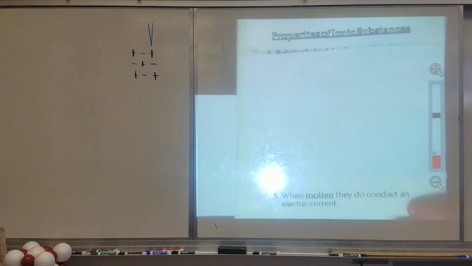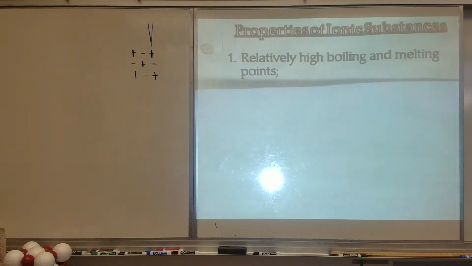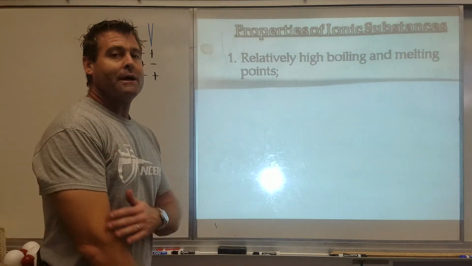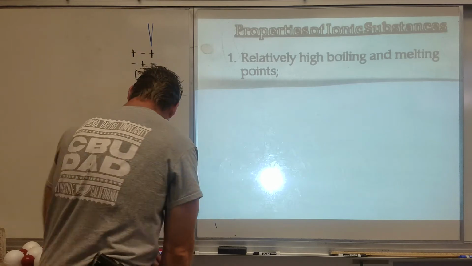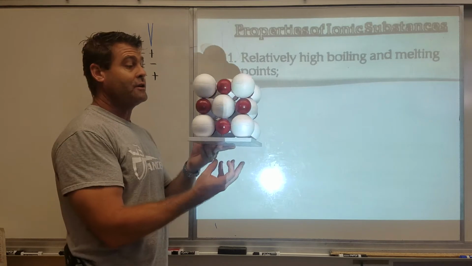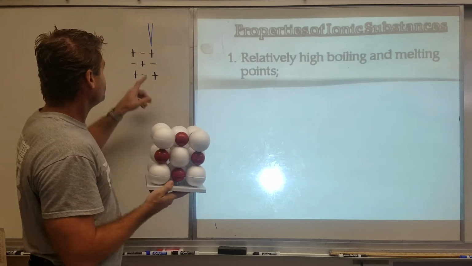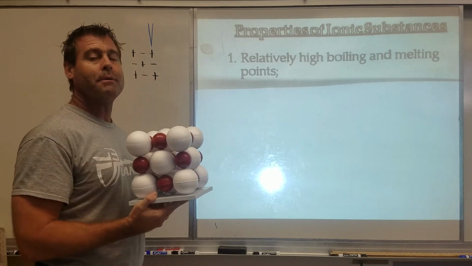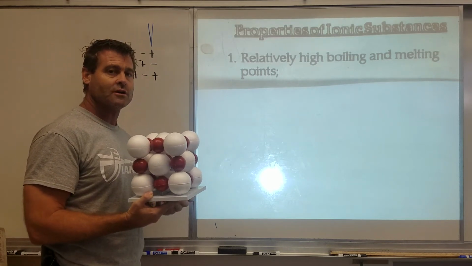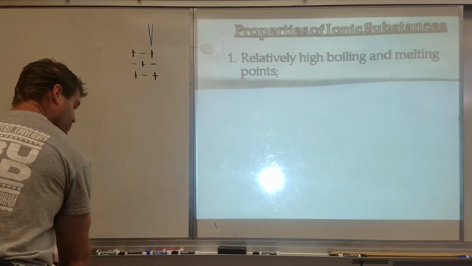Okay, properties of ionic substances. Here's one property, guys. They have relatively high boiling and melting points. What we're saying here is, if we want to melt the salt, you're going to have to input a lot of energy. Why is that, guys? Because of the extra strong attraction between the positive and negative ions. There's a strong attraction, therefore it's going to require a lot of energy to get those ions to separate.